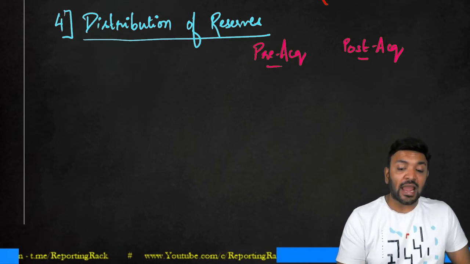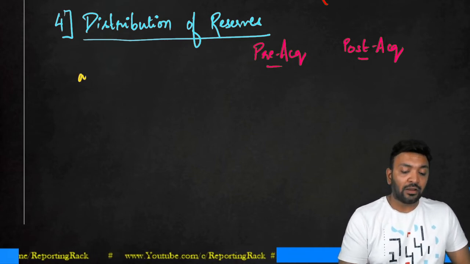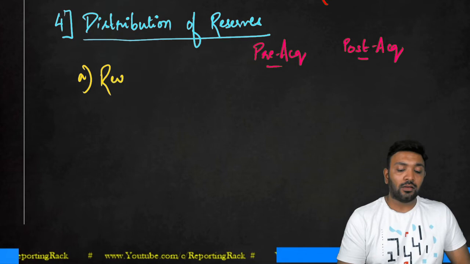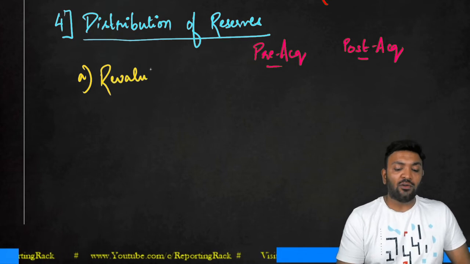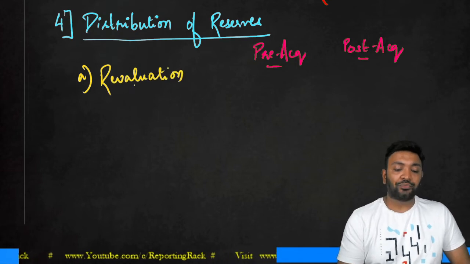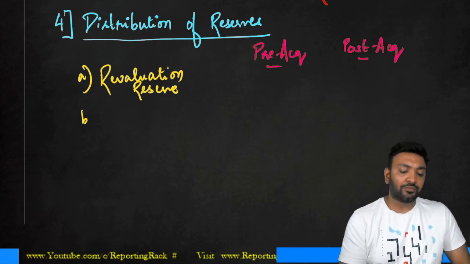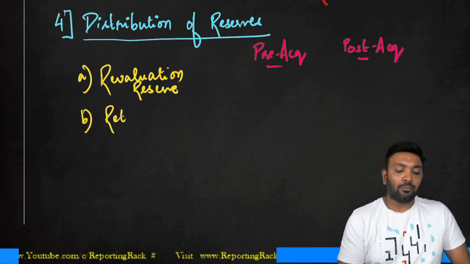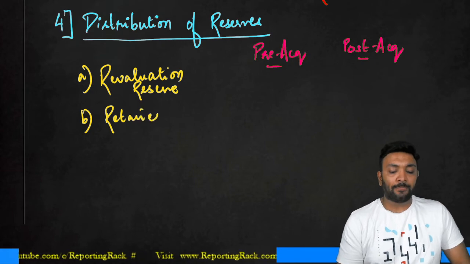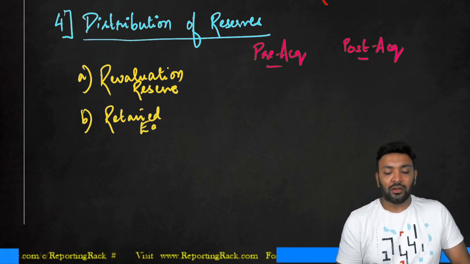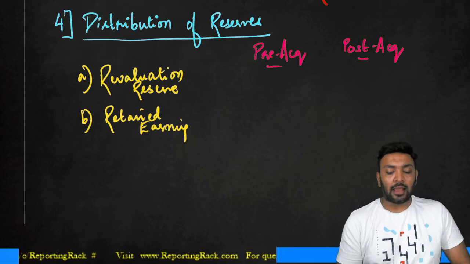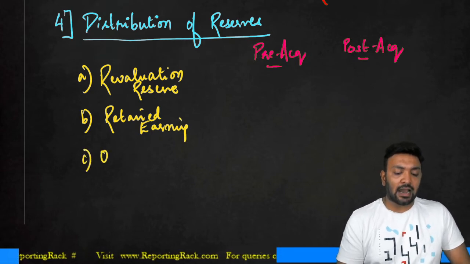How many reserves do we have? First one, revaluation reserve. Then other reserves. Put them in place. Retained earnings. And lastly, other reserves.